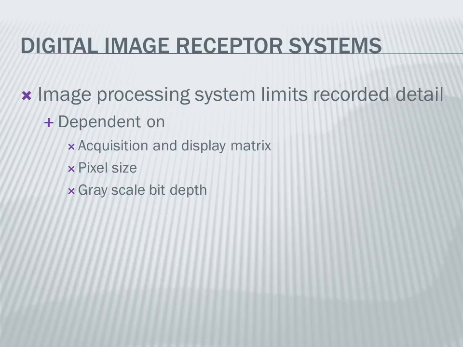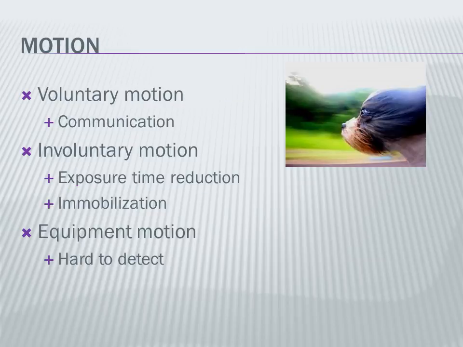Image processing system limits recorded detail. It's dependent on the acquisition and display matrix, pixel size, and grayscale bit depth. Motion: voluntary motion, we know, is best avoided with great communication, which we've talked about from day one. Involuntary motion: reduced exposure time, and possibly immobilization. Equipment motion can be really hard to detect, to see if it's the patient or the equipment itself.